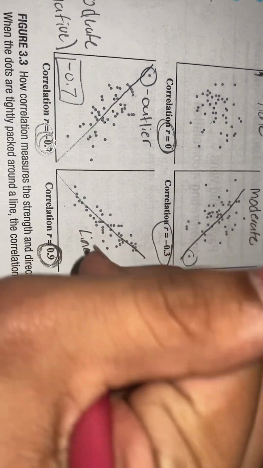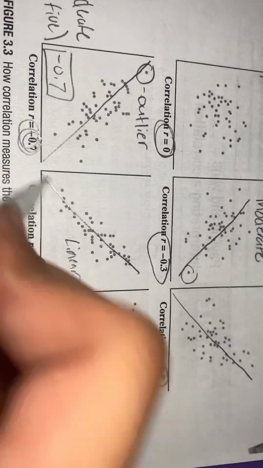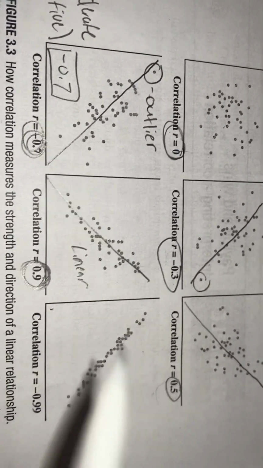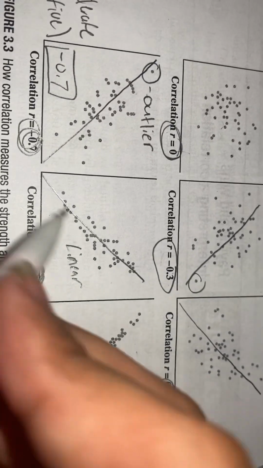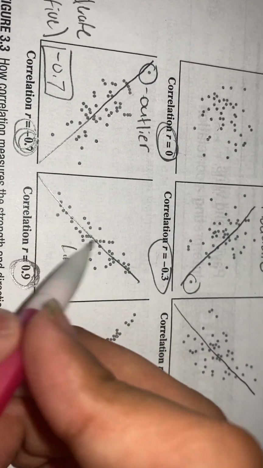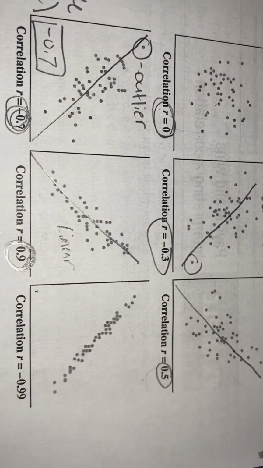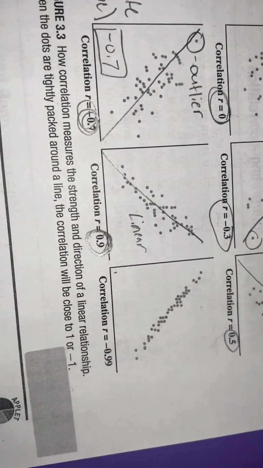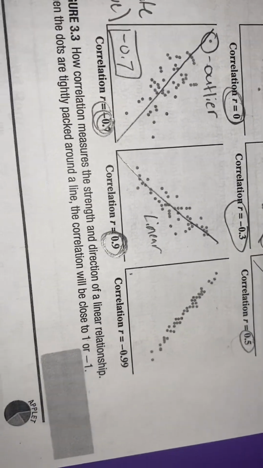For the form, this one would be linear. Again, if we wanted to draw a line, we can see that there is some formation, that it is following kind of a line, correct? There aren't really many dots outside of where I drew the line. Most of them could be considered inside. The strength, this one would be strong actually, because it is very, very close to the 1.